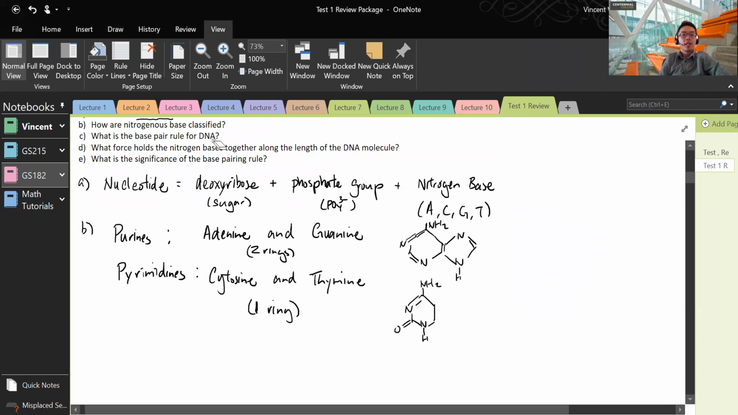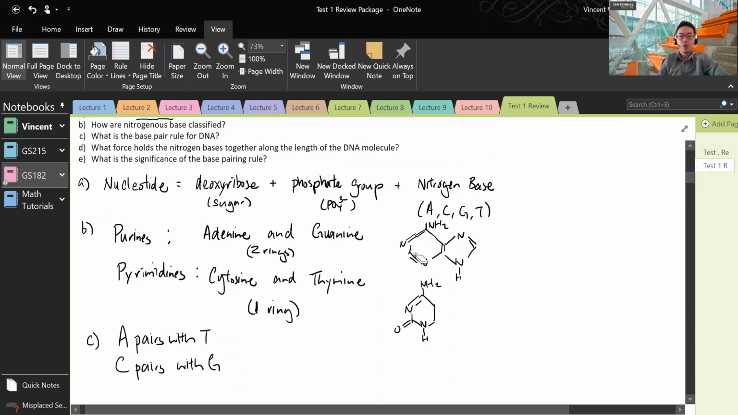What is the base pairing rule for DNA? Okay, so the base pairing rule is A pairs with T and C pairs with G. And I'm just going to skip over to E. What is the significance of base pairing rule? Why does A always goes with T and C always goes with G?